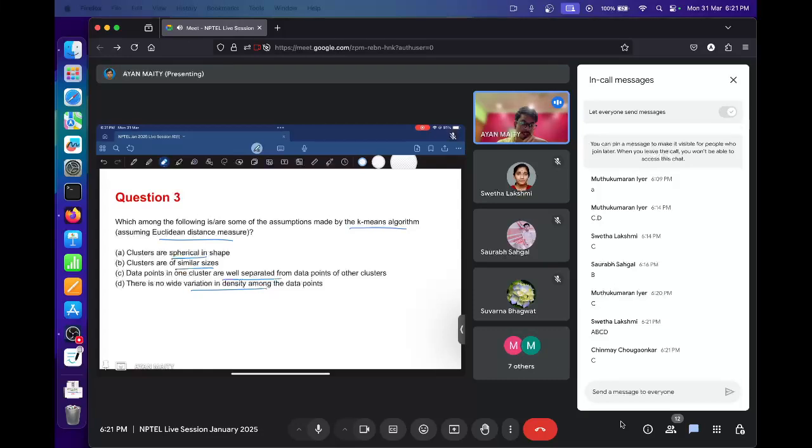So Lakshmi says A, B, C, D. Okay. So can Chinmay, you please explain the meaning of the fourth option, option D?